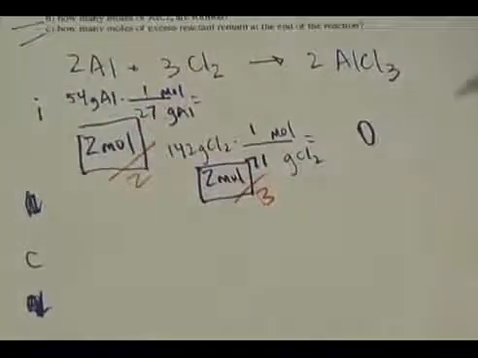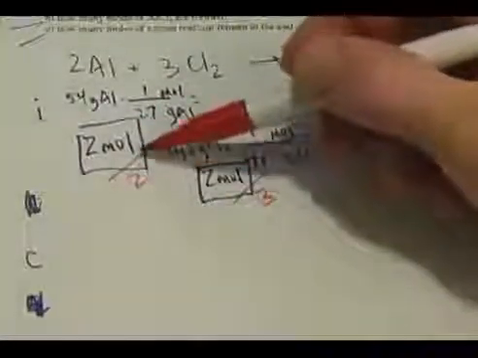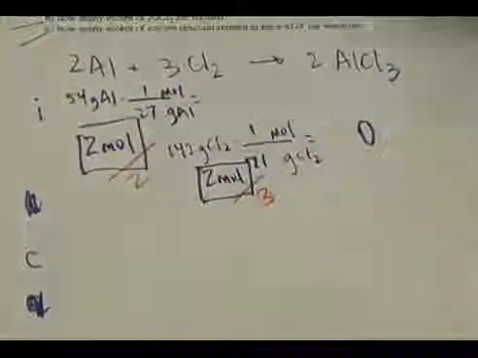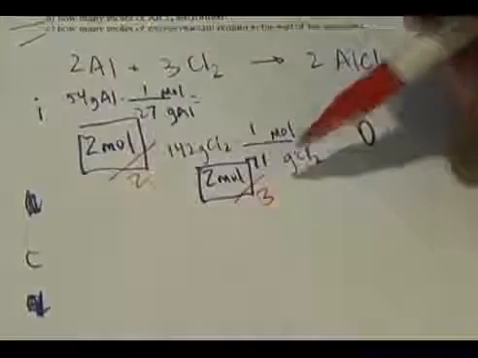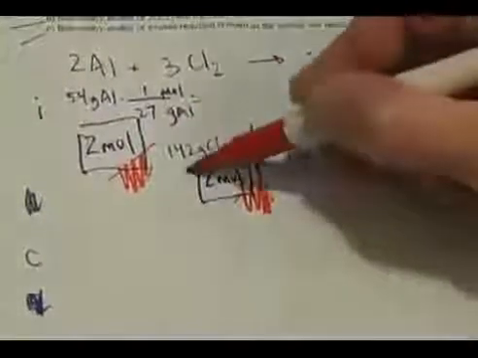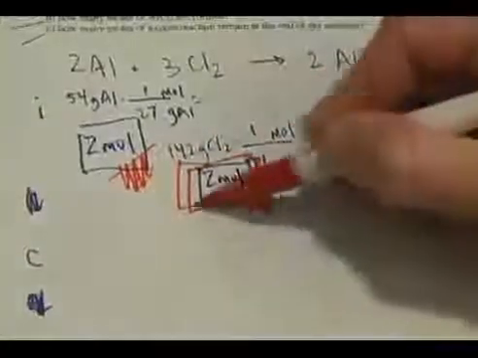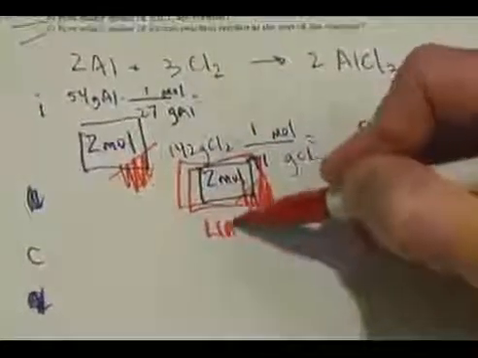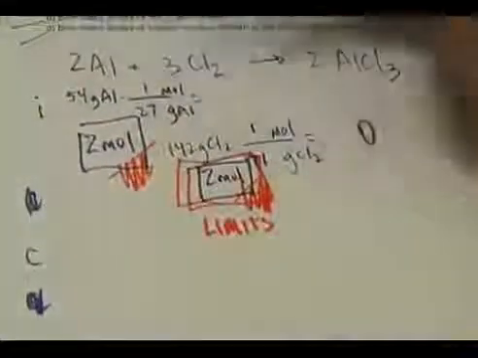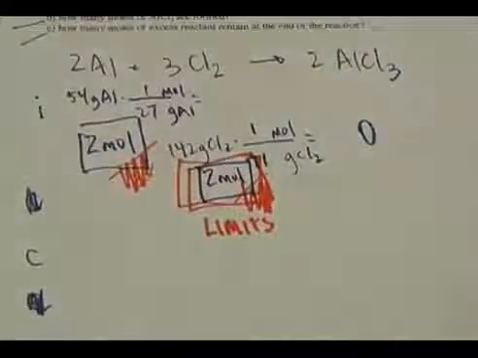You just need to recognize that one of them is going to end up being smaller when divided by its coefficient than the other one. In this case, 2 divided by 2 would be 1, and this would be 2/3, and of course 2/3 is smaller than 1. So I know that the chlorine is going to end up being my limiting reactant because it's the smallest, which answers letter A up here, which is the limiting reactant.